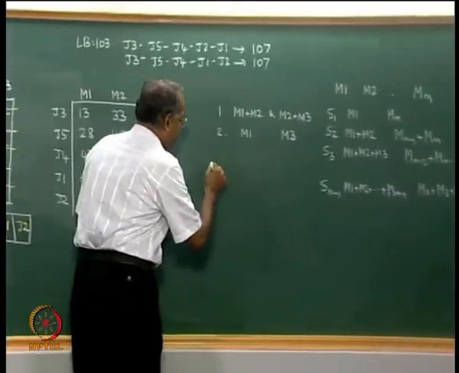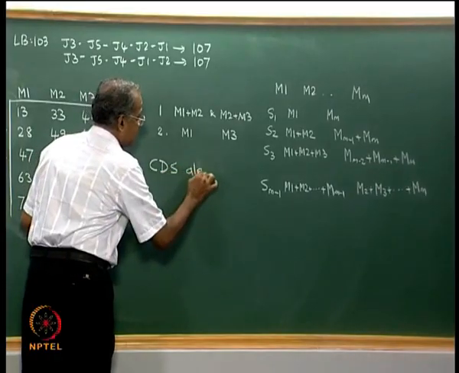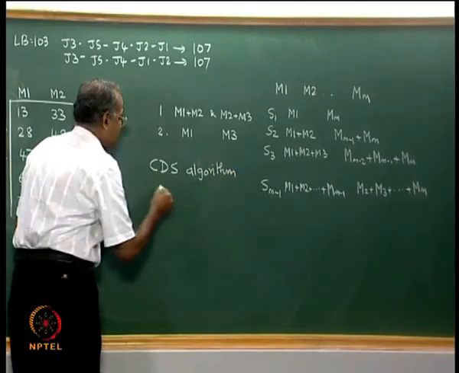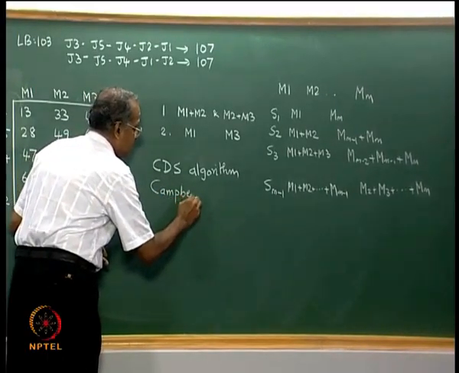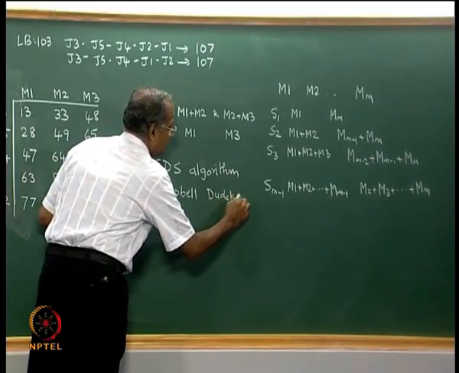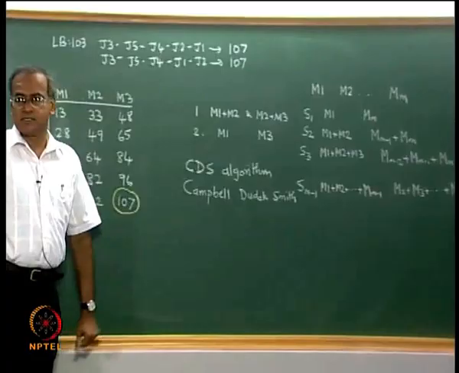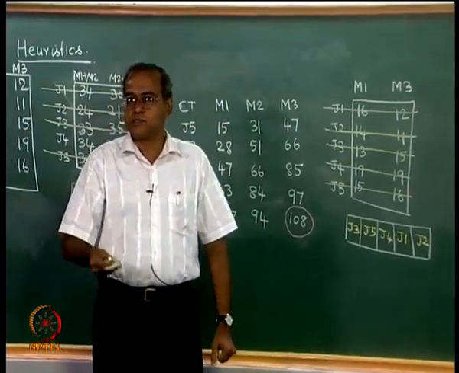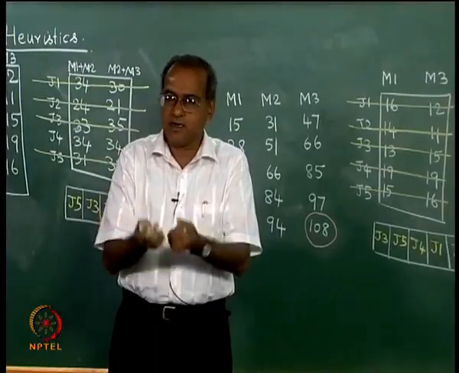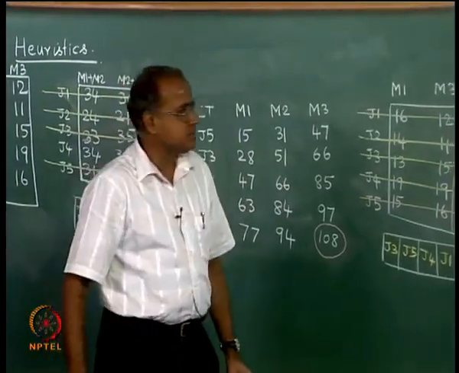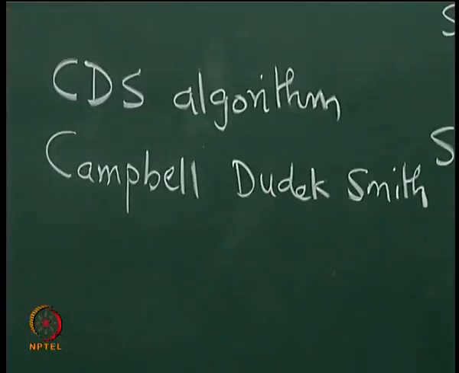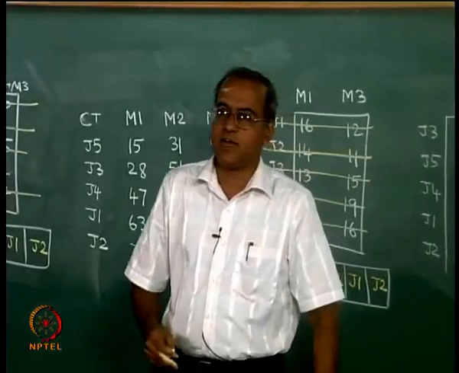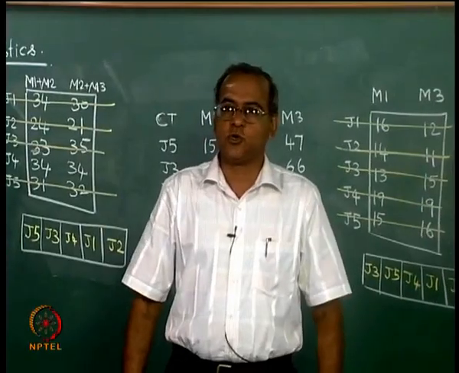Now, this heuristic algorithm is commonly called the CDS algorithm, which stands for Campbell, Dudek and Smith, the 3 authors, and this came in 1977. It is a very popular algorithm used to find the Makespan for a general M machine flow shop sequencing problem. Also, based on a lot of experimentation, it is observed that this algorithm generally gives better solutions than Palmer's. Palmer's would still evaluate only one sequence, CDS would evaluate m minus 1 sequences and choose the best.